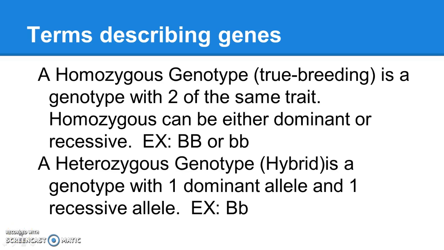So the terms for describing these genes, like I already told you: a homozygous genotype, which is also known as true breeding, is when the genotype has two of the same trait. It can be homozygous dominant or homozygous recessive. Remember, anything dominant has capital letters and anything recessive has lowercase letters. It just has to have two of the same. A heterozygous genotype, which is also known as a hybrid, is a genotype with one dominant and one recessive allele. It can only be one capital and one lowercase.